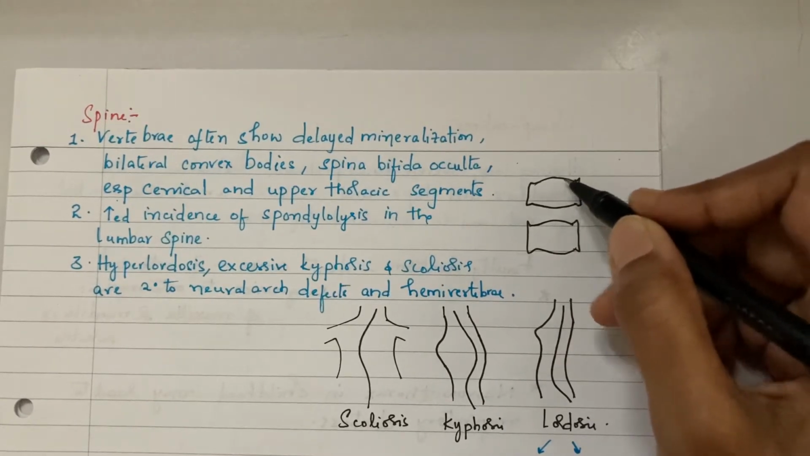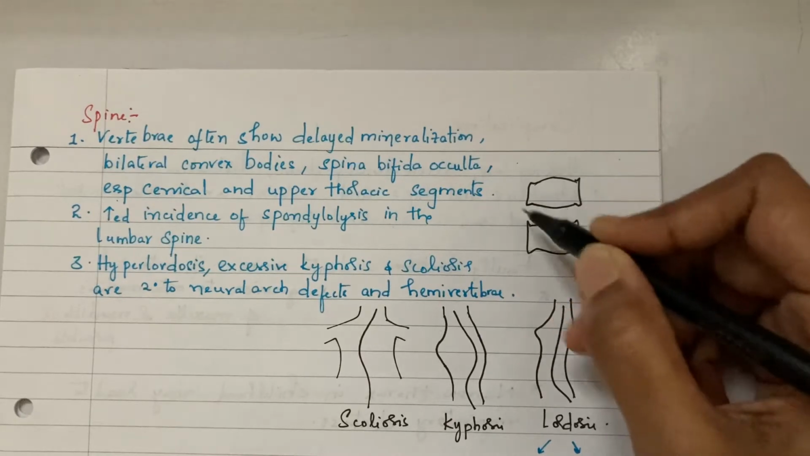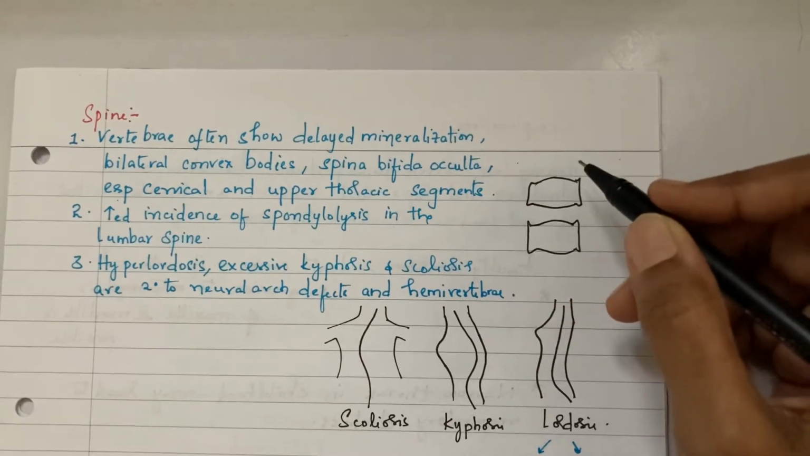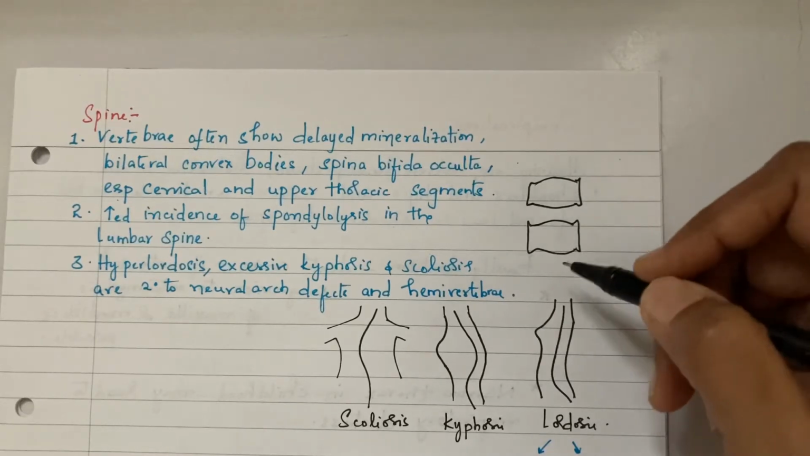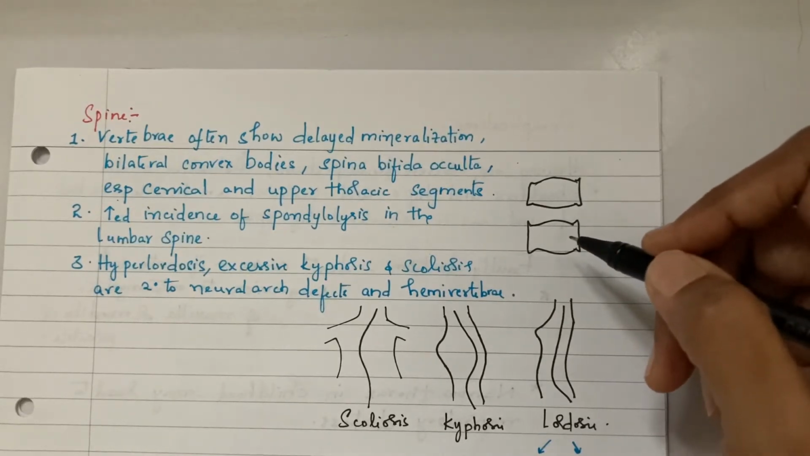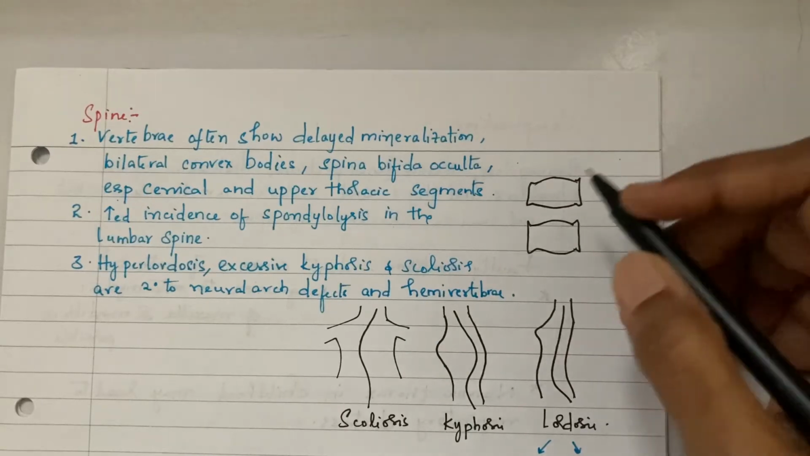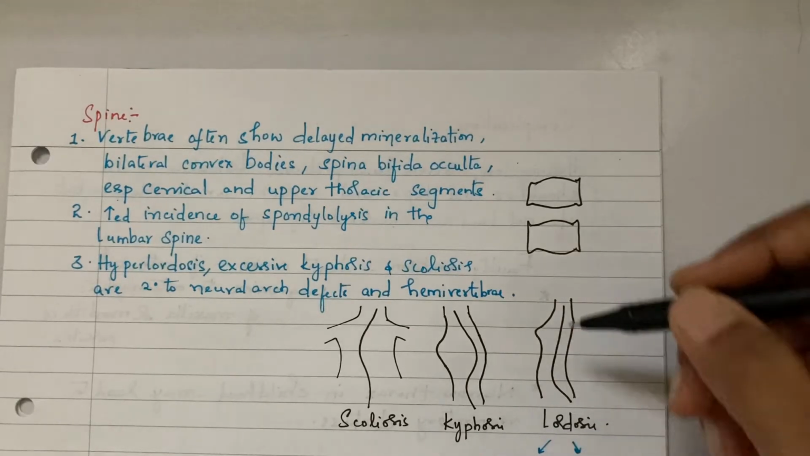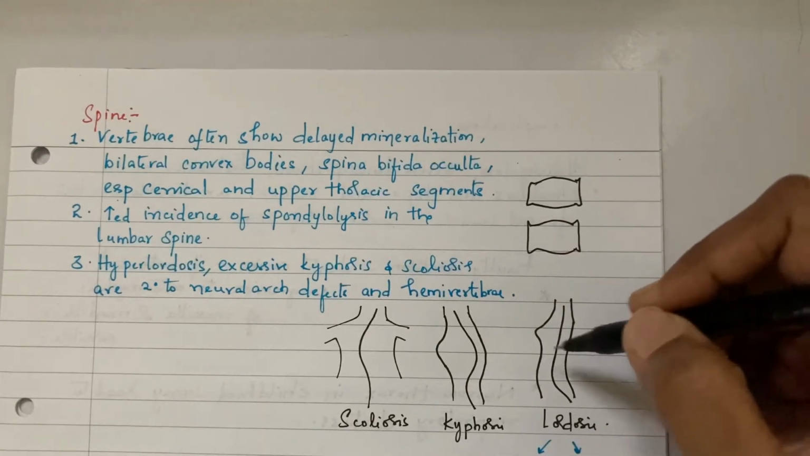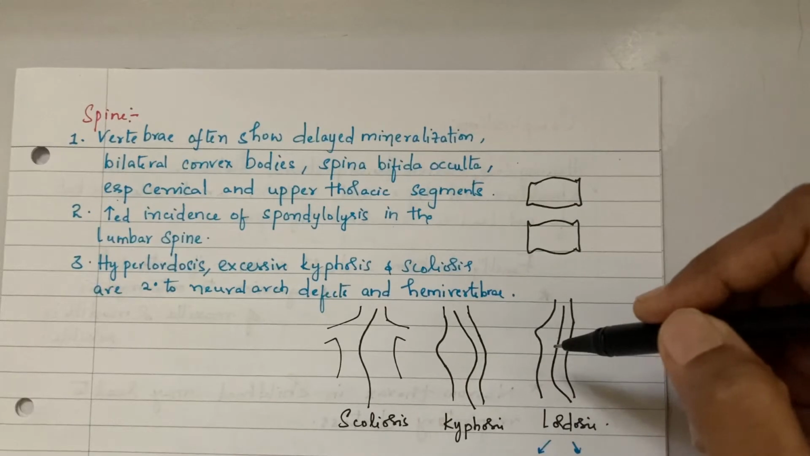Vertebrae often show delayed mineralization. Biconvex vertebral bodies, they'll have spina bifida occulta, especially in cervical and upper thoracic segments. Increased incidence of spondylolysis will be there, like pars interarticularis defects. They'll have scoliosis, kyphosis, and lordosis, and these are mainly secondary to neural arch defects and hemivertebra.